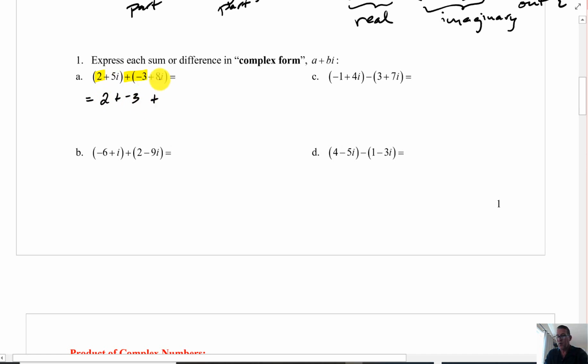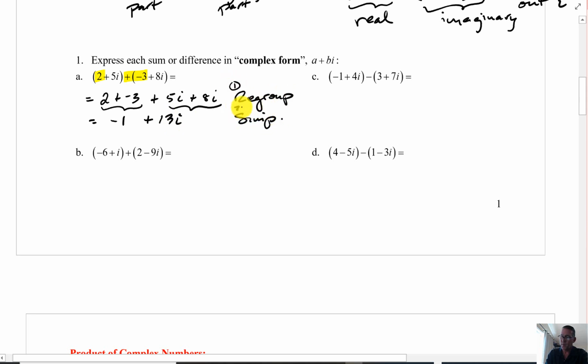And then I'm going to regroup here the 5i and the 8i. So 5i plus 8i. And then typically, when you get good, you skip this step and you do it in your head. 2 plus negative 3 is just negative 1. So you add the real parts and you get negative 1. And then you add the imaginary parts, and 5 and 8 is 13, so you have 13i here. So you regroup, okay, and then step 2, you simplify.